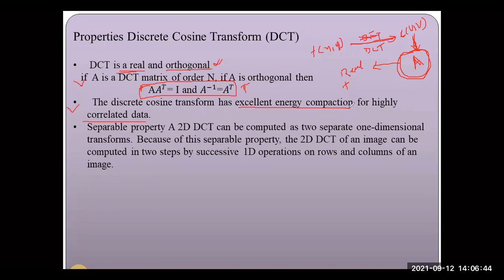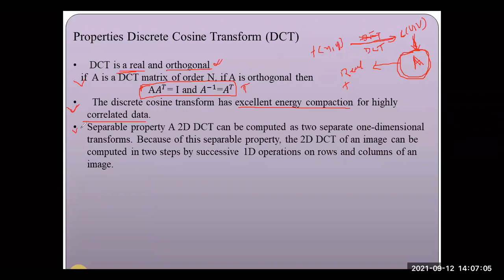That is the reason we can perform image compression here. We can use image compression techniques, and the image can be stored in less storage space. Fine. So for the second property, just remember, it has high energy compaction for highly correlated data.